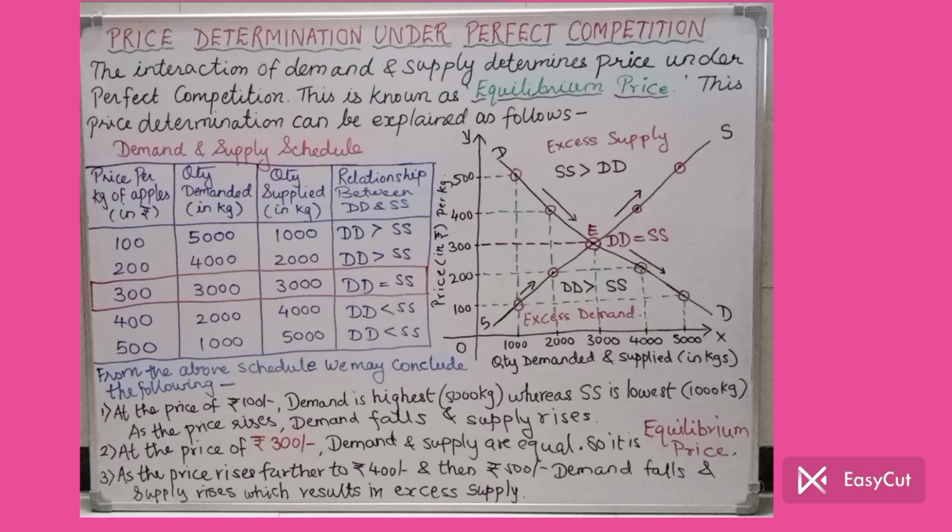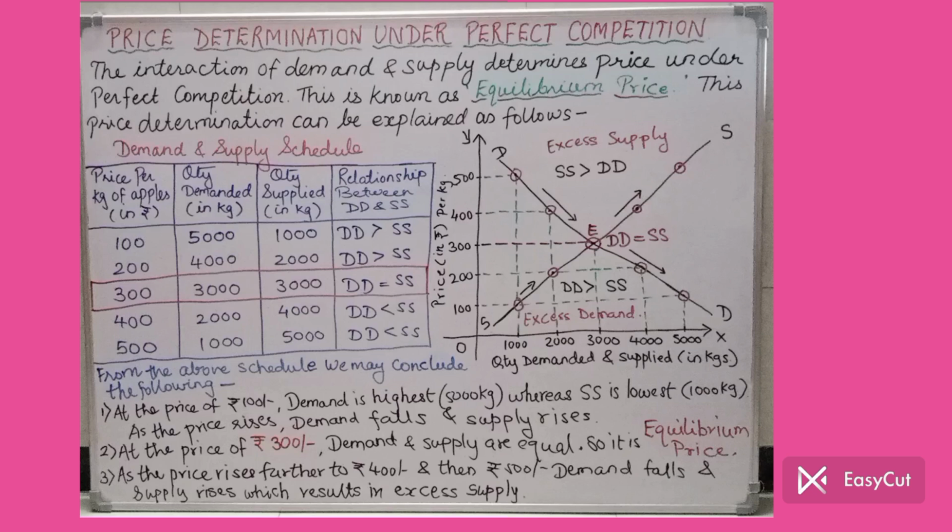Then at the price of 400, the demand is 2000. That means as the price goes on rising, the demand keeps on falling. And at the price of 500, that is the highest price, the quantity demanded is the lowest, that is just 1000 kg. All these demand points I have shown with the green marker dotted lines for your better understanding of how I plotted this demand curve. Then you get a downward sloping demand curve. Please make use of a proper scale for the best, neat and clear diagram.